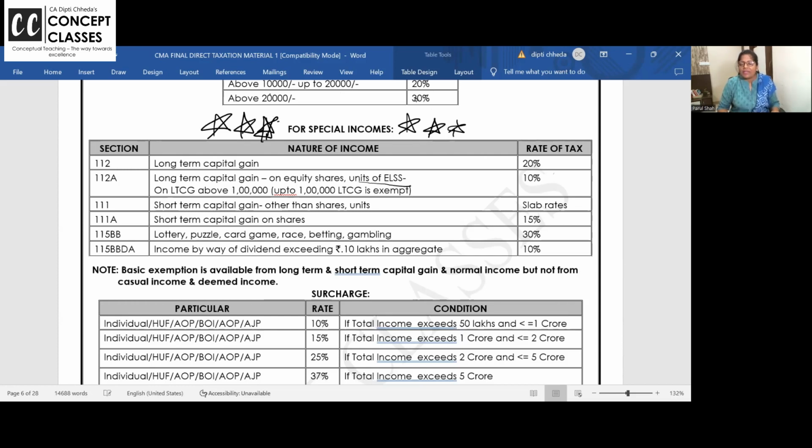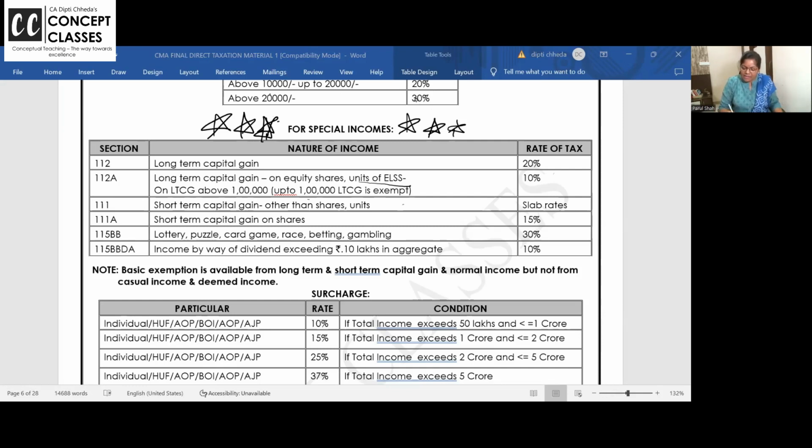of mutual fund. See, when we invest in share market, we purchase shares. When we invest in mutual fund, we invest in units. So units of ELSS means equity linked, where mutual fund is putting their major money in the equity market. Then on long-term capital gain, the tax rate is 10%, but up to 1 lakh is exempt. Up to 1 lakh, long-term capital gain on shares is exempt.